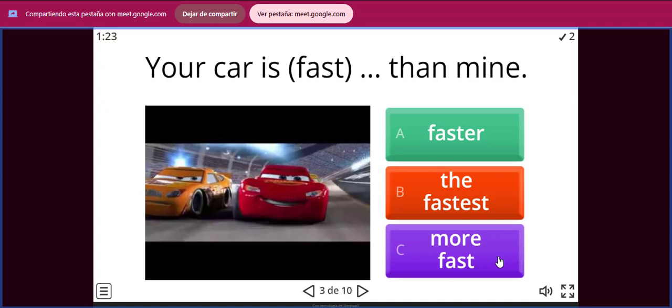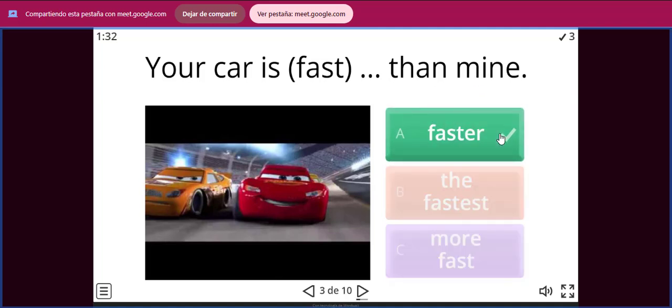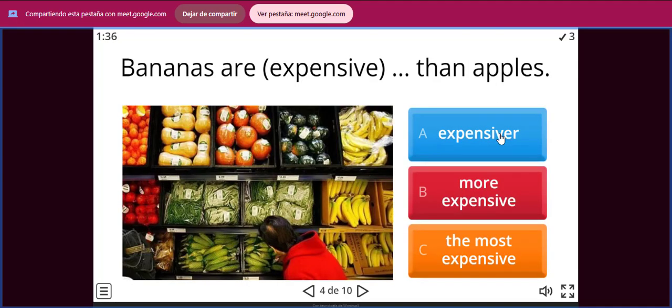Then your car is, the adjective is fast, than mine. Excellent, faster. Bananas are expensive than apples. Okay, the red option, more expensive than apples.